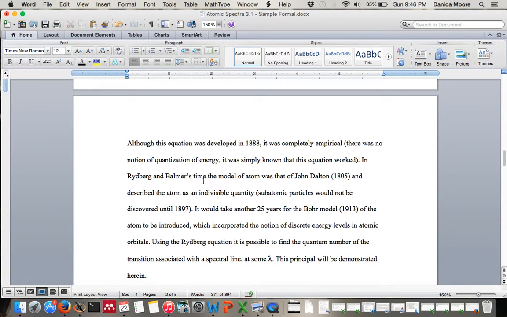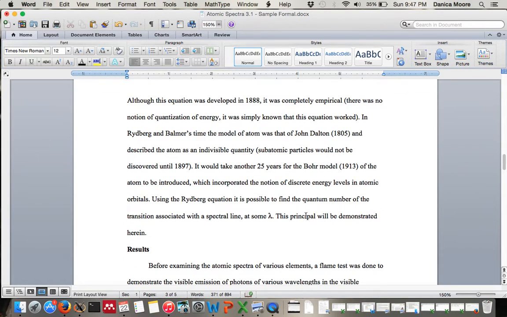In Rydberg and Balmer's time, the model of the atom was John Dalton's, 1805, and described the atom as an indivisible quantity. Again, subatomic particles were not discovered until 1897. It would take another 25 years for the Bohr model in 1913 of the atom to be introduced, which incorporated the notion of discrete energy levels in atomic orbitals. Using the Rydberg equation, it is possible to find the quantum number of the transition associated with the spectral line at some wavelength. This principle will be demonstrated herein.